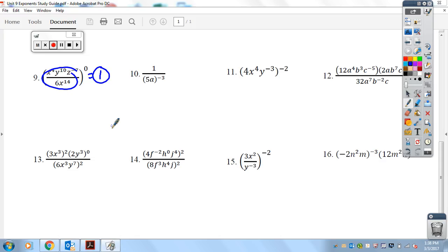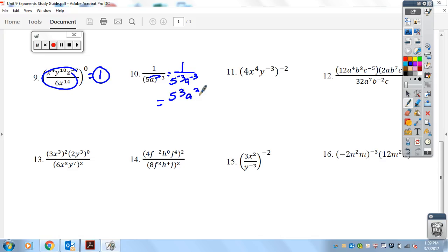Number 10, remember that if it's negative, it moves to the top. So I can move it right now, or I can, for lack of a better way, distribute it. 1 stays in the top, and it's 5 to the negative 3, 8 to the negative 3. Since they're negative, they move to the top.